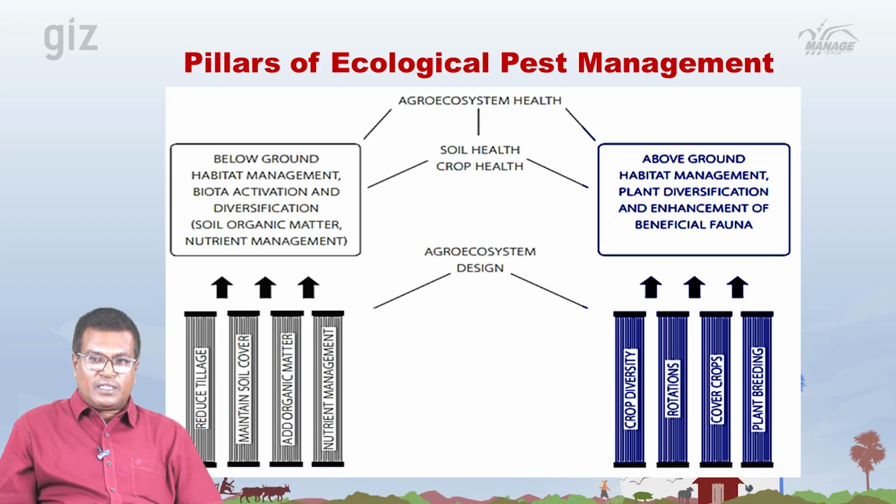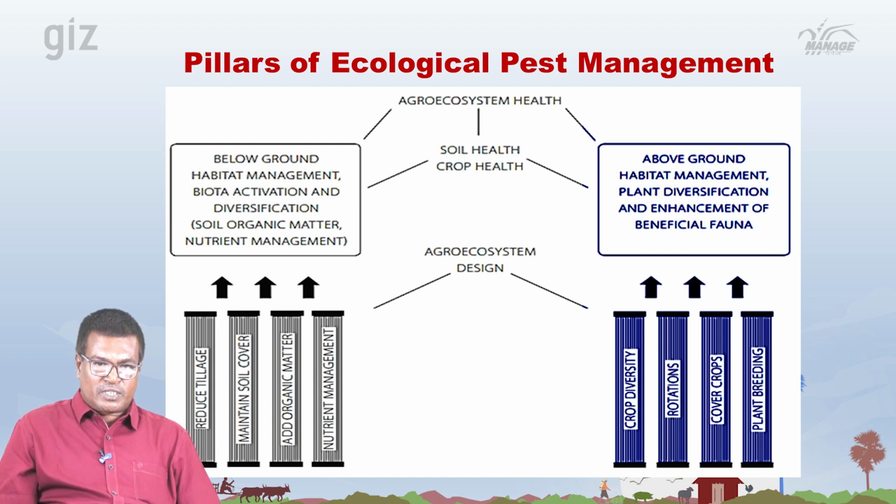To attain this, we have different strategies or different needs. If you see above ground habitat management, there are a few things we have to take care of. One is crop diversity, another is crop rotation, another is cover crops, and breeding for resistance towards pests and diseases. These are the four things we have to bear in mind to have better above ground habitat management.